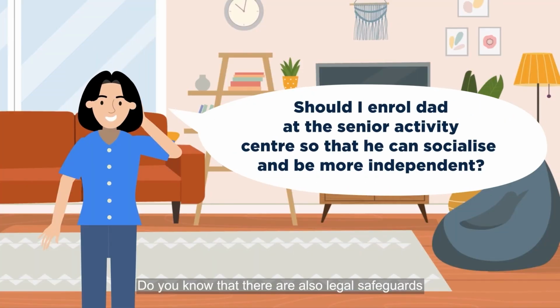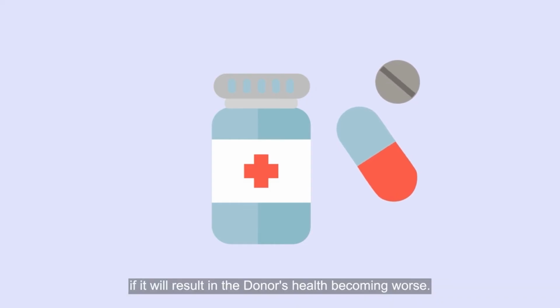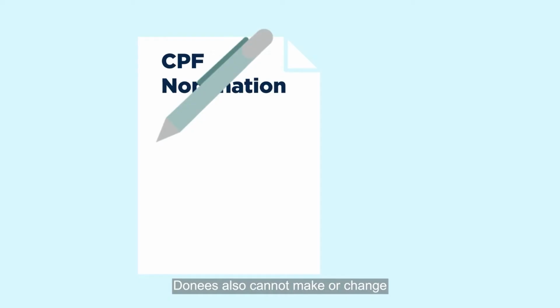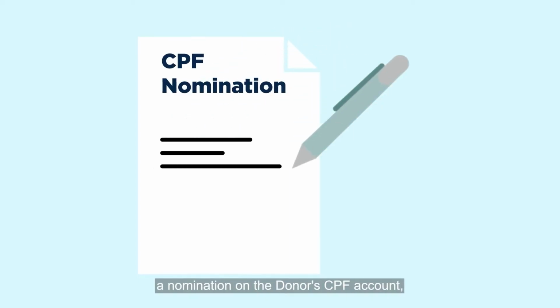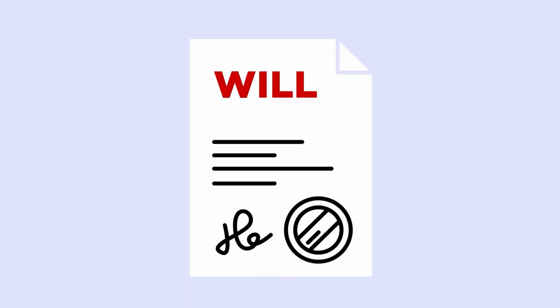Do you know that there are also legal safeguards to make sure that a donor's interests are protected? For example, a donee cannot stop any medical treatments if it will result in the donor's health becoming worse. Donees also cannot make or change a nomination on the donor's CPF account, or visit a lawyer to make a will under the donor's name.